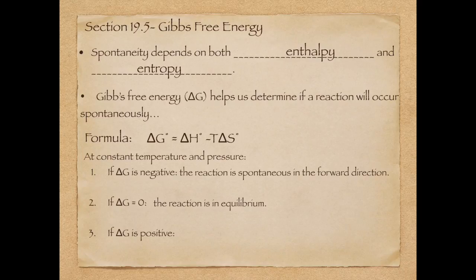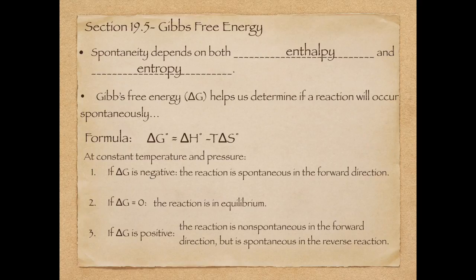The concept of equilibrium you should have been introduced to in first year chemistry, the fact that the rate of the forward reaction equals the rate of the reverse reaction. We looked at that a tiny bit in kinetics. We're going to look at it even more in the next big idea. And then finally, if your delta G is positive, that means that the reaction is non-spontaneous in the forward direction, but in the reverse reaction, it is spontaneous.